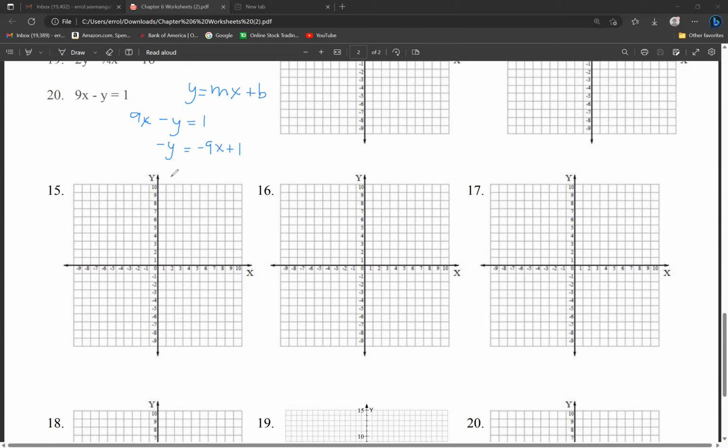This is negative y, but we want to solve for positive y. So just flip all the signs: positive, positive, and negative. y equals 9x minus 1. The y-intercept is 0, negative 1. There's your 0, negative 1. Go up 9, to the right 1. There you go. There's your graph.